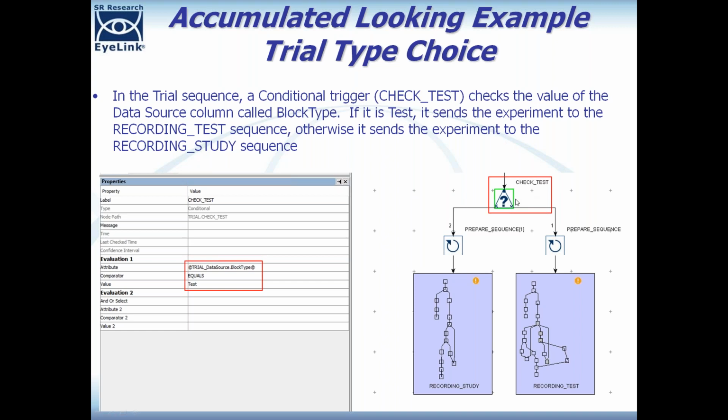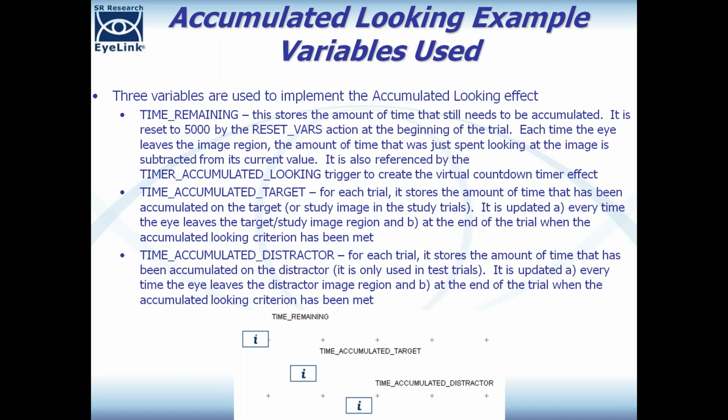If it is not a test trial, then we're going to go over this way and do our recording study sequence, which will present the study trial structure. Okay, so that's how we're ensuring that we're doing one trial type and not the other on each of the iterations of the trial sequence. Okay, so now let's move on to how the accumulated looking effect works.